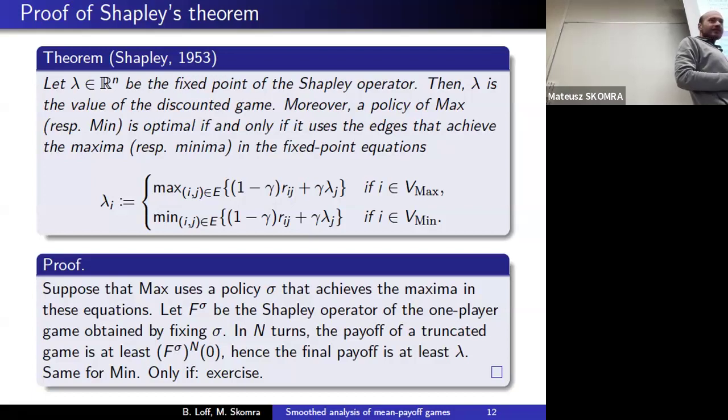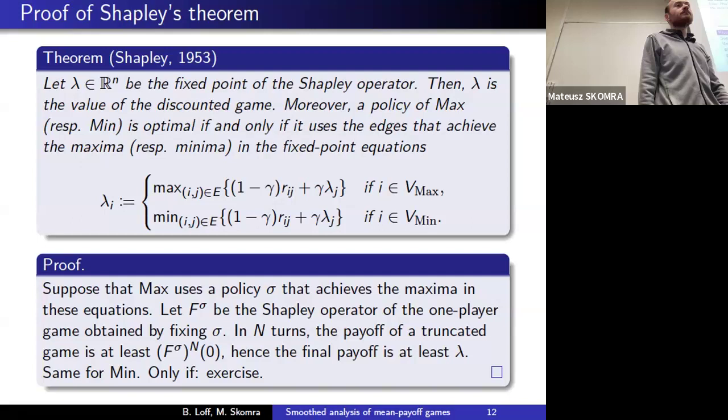But what is the fixed point of this? Well, it's lambda, because this is how we defined it. We defined sigma to be the policy so that lambda is the fixed point of this. So when I play sigma, whatever min does, I am guaranteed lambda. And when min plays accordingly, we can take the policy that achieves minima. When min uses this policy, they guarantee that the payoff at the end is at most lambda.